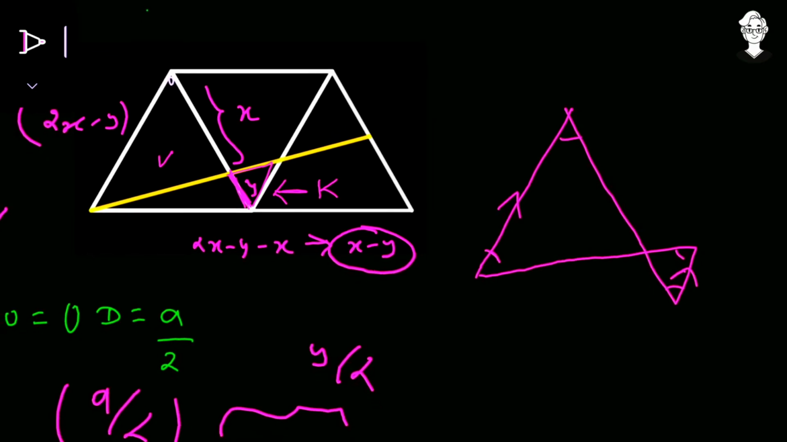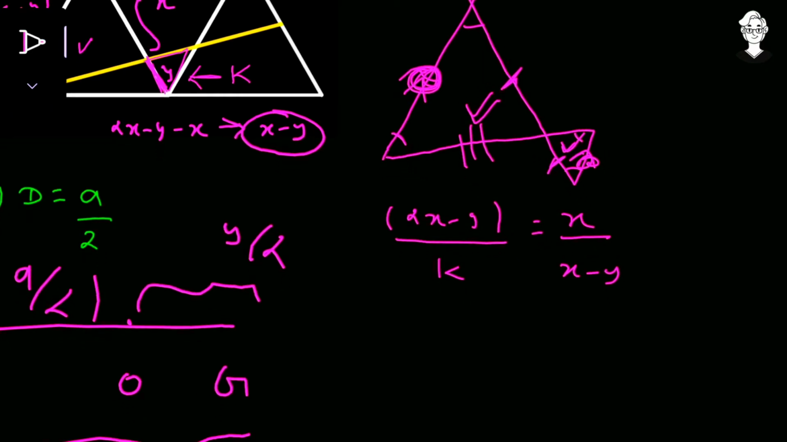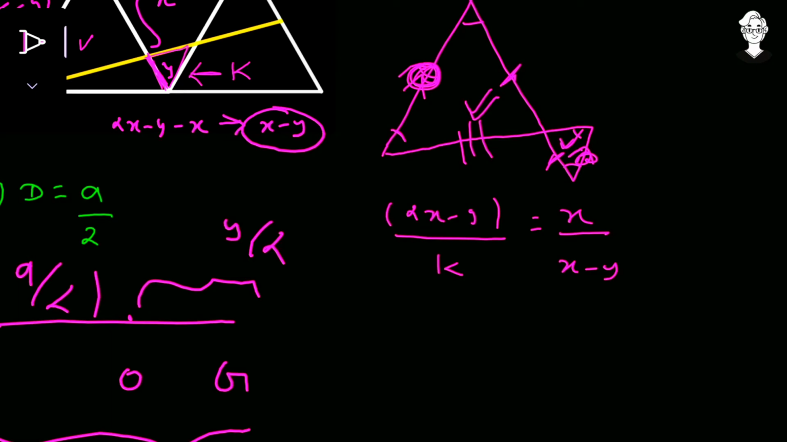As these two triangles, the bigger and the smaller, are similar to each other, by corresponding parts of similar triangles, I can have that 2 times x minus y upon k, that is this length, is equal to x upon x minus y. It's very simple, nothing to be explained there, just prove these two are similar. Then correspondence, this and this upon this and this upon this.